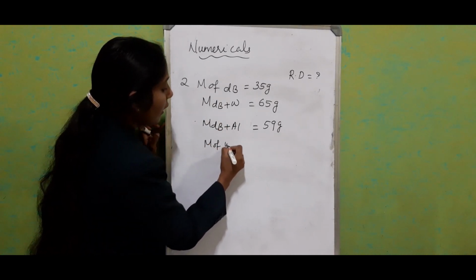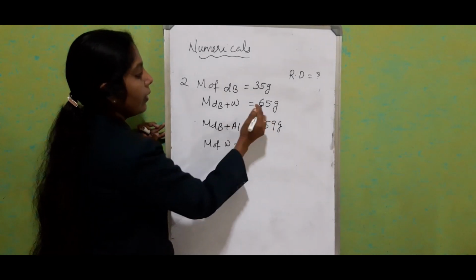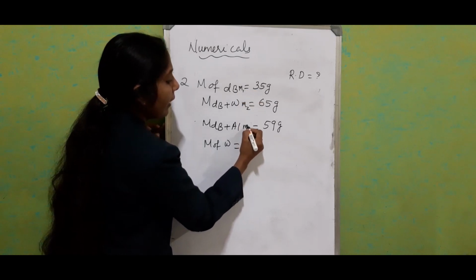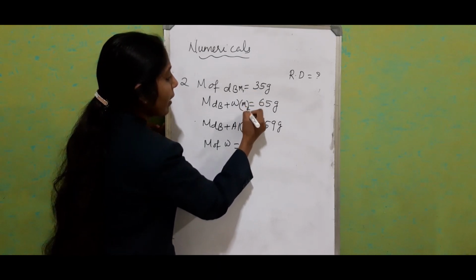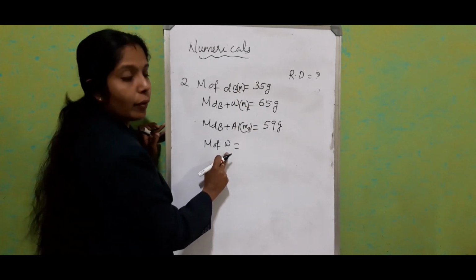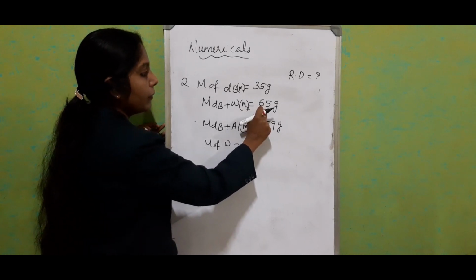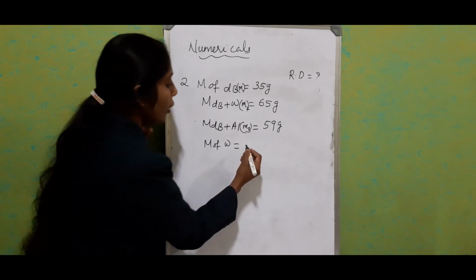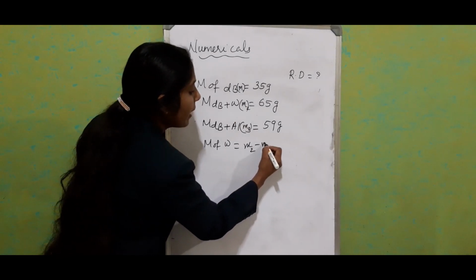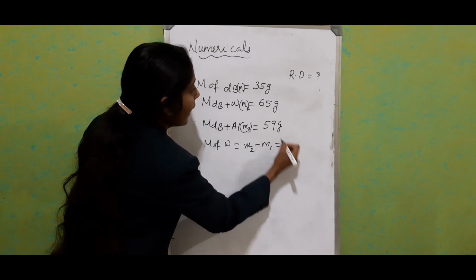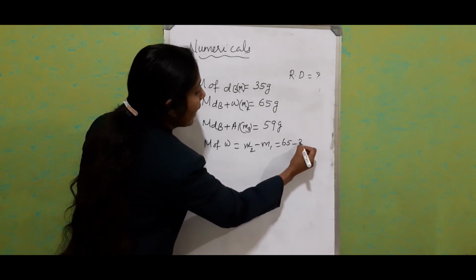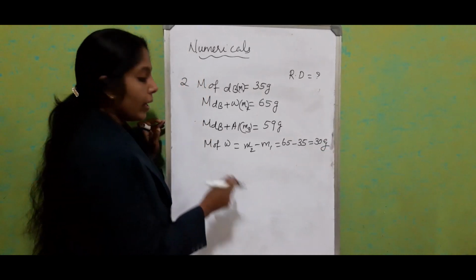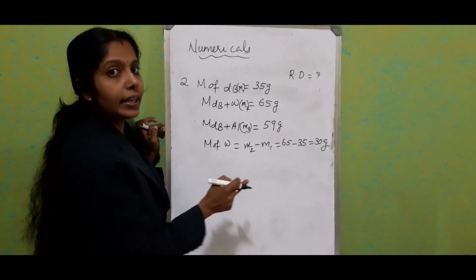Mass of water is equal to, marking them as M1, M2 and M3. Okay. So what is mass of water? Total mass of water plus bottle minus the mass of bottle. So that is equal to M2 minus M1. We can write it as 65 minus 35, that is equal to 30 gram. So mass of water is 30 gram.